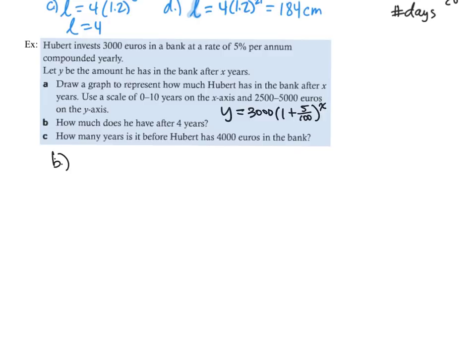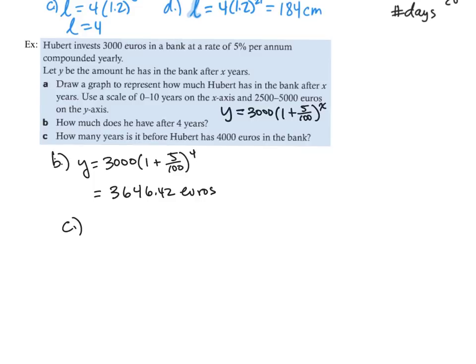It says, how much will he have after 4 years? So we'll find out how much he has after 4 years by taking 3,000 times 1 plus 5 over 100 and raise that to the 4th power. So grab a calculator and get an answer. And with money, we'll go to 2 decimal places. So that would be 3,646.42 euros.